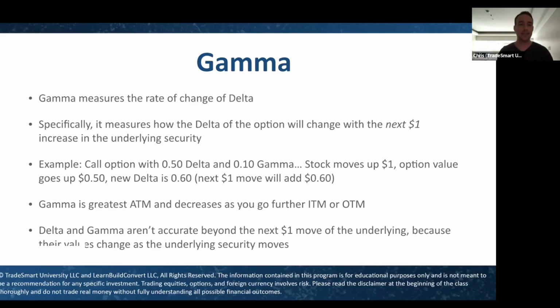So it's not necessarily accurate that you can say, okay, I have a delta of 50, so if the stock goes up $5, my call option will go up $2.50. That's actually not true because gamma will be changing your delta as the stock is moving. So you'll get more than $2.50 as the stock goes up to $5 because you'll be getting more and more delta with each dollar move. You might get something like $3 in your call option rather than $2.50.